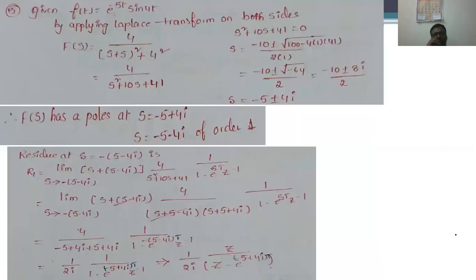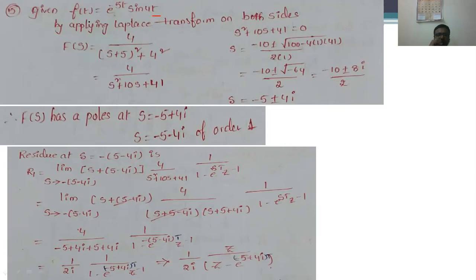Here we are asked to find the z transform for the function f of t is equal to e power minus 5t into sine 4t. Try to concentrate on this particular question. The function is represented in t, but we have to apply the z transformation for the function f of s using the residue method. That means the z transformation using the residue method works only for the function f of s.